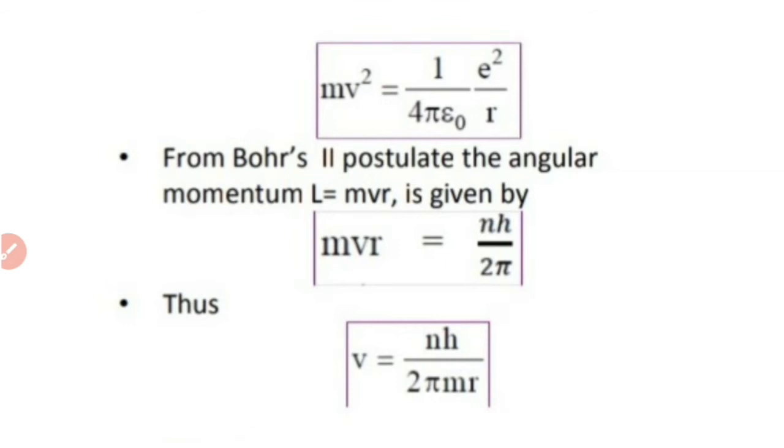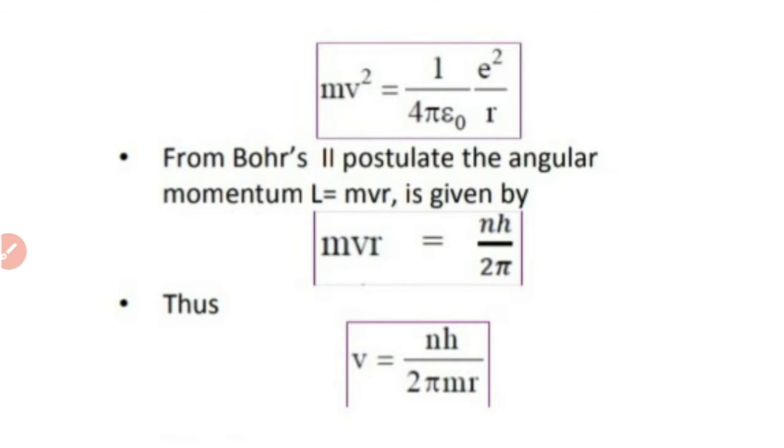And from Bohr's second postulate, we know the angular momentum L should be equal to nh by 2 pi. And you know what is the expression for angular momentum? Angular momentum is r cross p, where p is the linear momentum and its magnitude is rp. So linear momentum is mv, and that is how we have L equal to mvr. So the magnitude of angular momentum is mvr. So we have the condition mvr equal to nh by 2 pi. So from this equation, we can write v equal to nh by 2 pi mr.